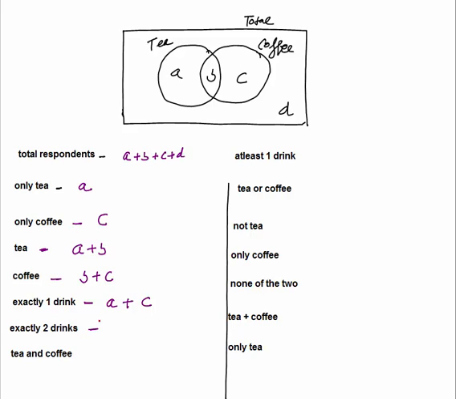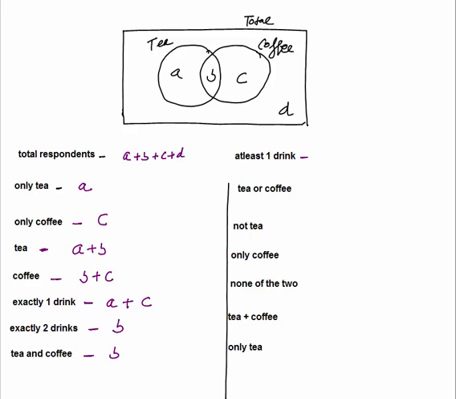Exactly two drinks. Now exactly two drinks means that we need to find the number of people who like both of the drinks. It means B. Tea and coffee is the same thing as exactly two drinks. When I say tea and coffee, it means the number of people who like both the drinks, tea as well as coffee. Again B. B is the number of persons who like tea as well as coffee.